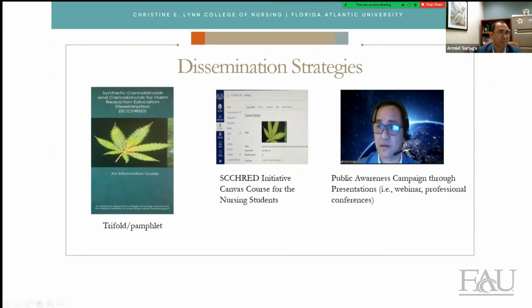So far, we have the strategies that we use. We have the trifold pamphlet that we will be distributing. We will also be distributing this to the doctoral conference of the AACN, the American Association of Colleges of Nursing, in Naples next year, January 2022. And we have created the Canvas course for nursing students, and also public awareness. I would like to thank the Division of Research here at FAU for giving us the opportunity to share these results with you.